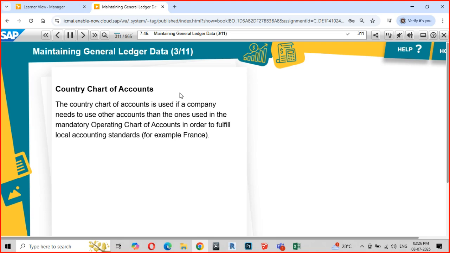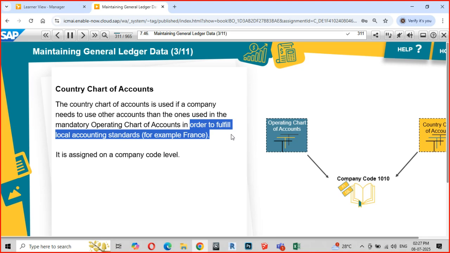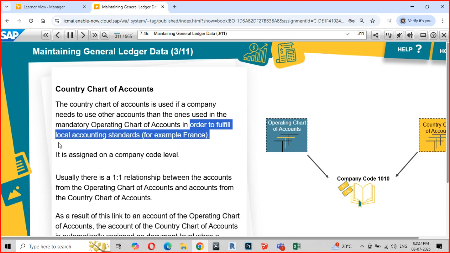Why is a country chart of accounts used? In order to fulfill the local accounting standards. He has also exemplified the European belt as France. It is assigned at the company code level. So everything needs to be assigned to a company code. This is the meaning of it. It has a deeper meaning.